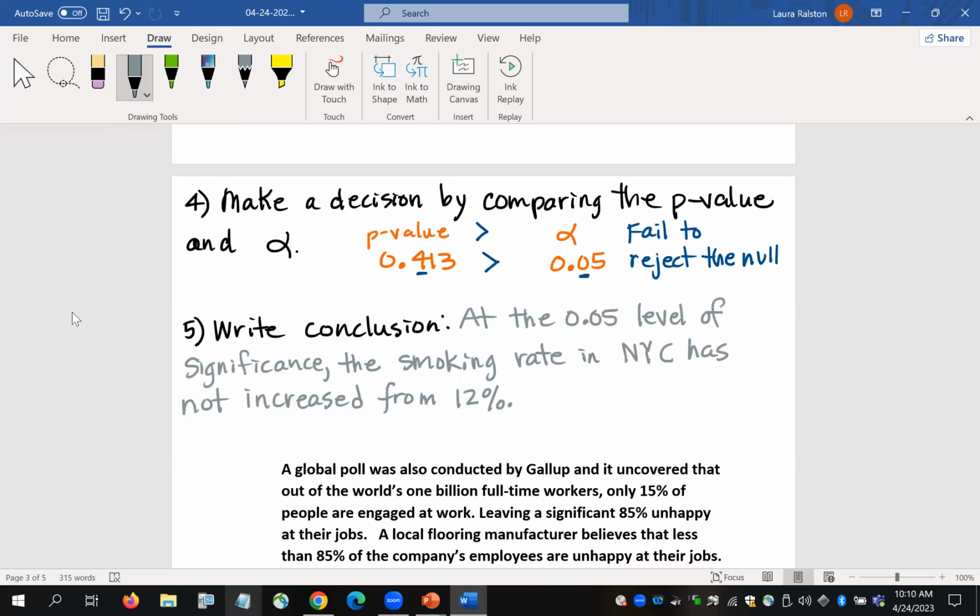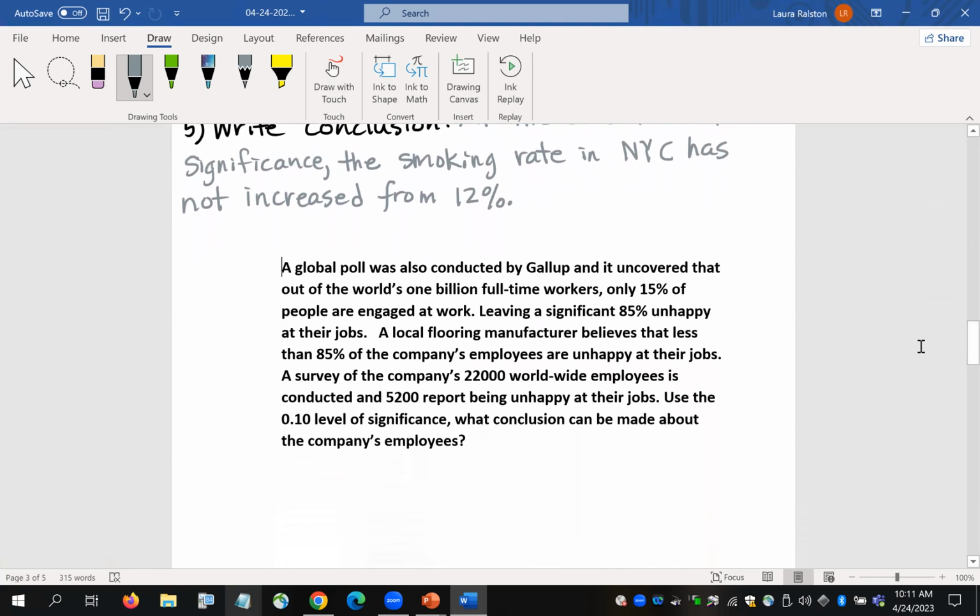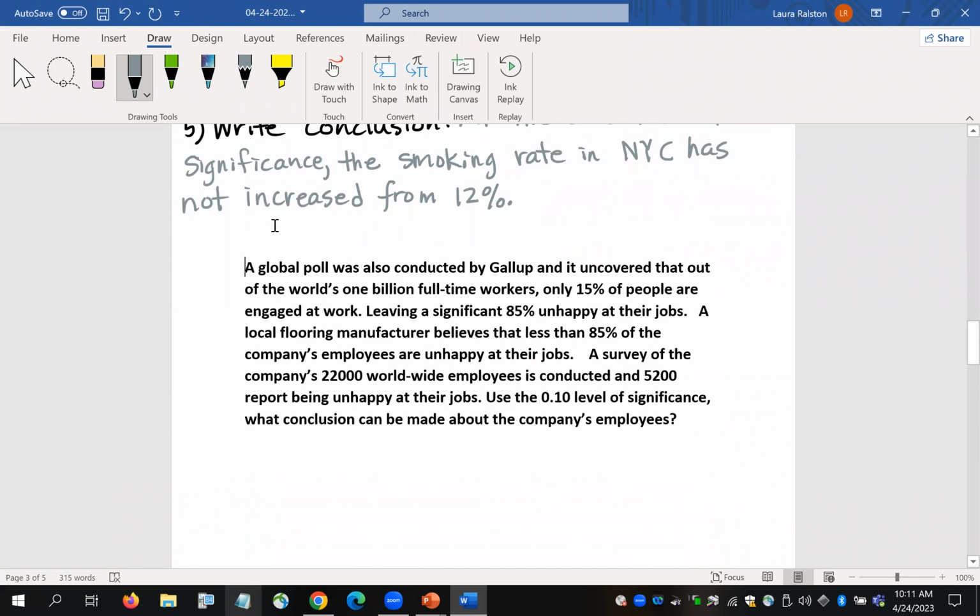Now, there are other ways you could say it. If you want to say is still 12% or has decreased, that's fine. Questions? Process hasn't changed. It's just a different test statistic, which requires you to have different information. All right, let's look at another one.